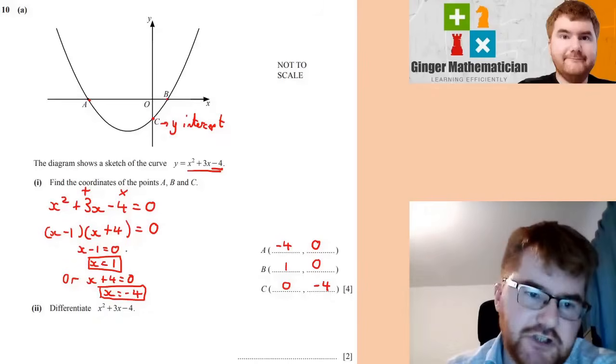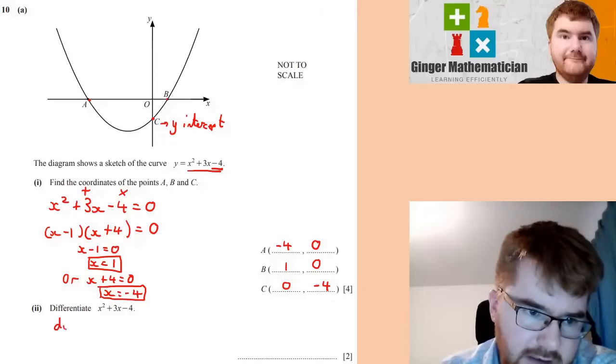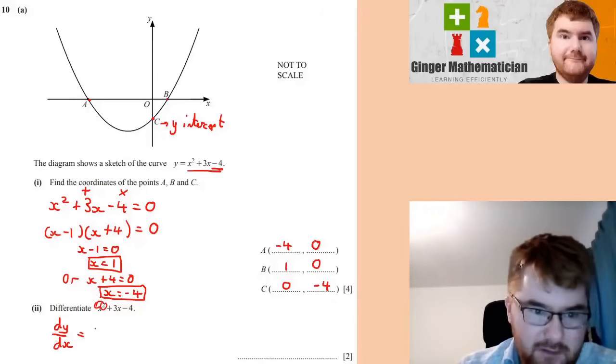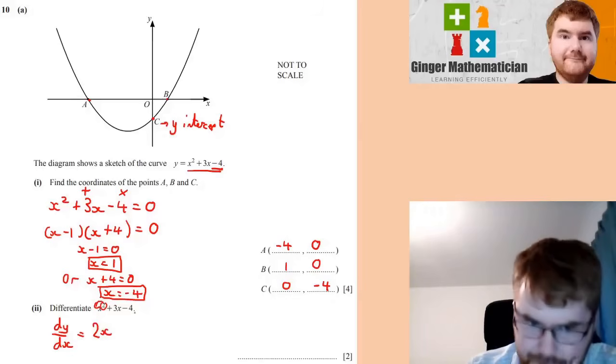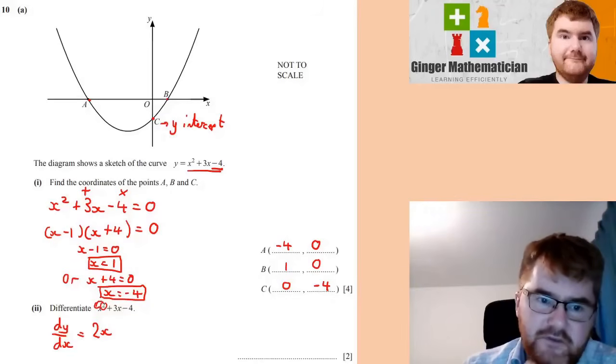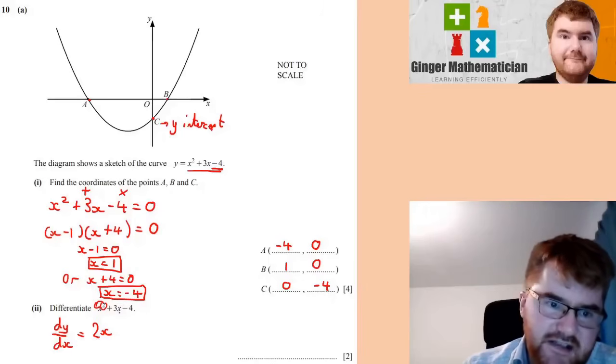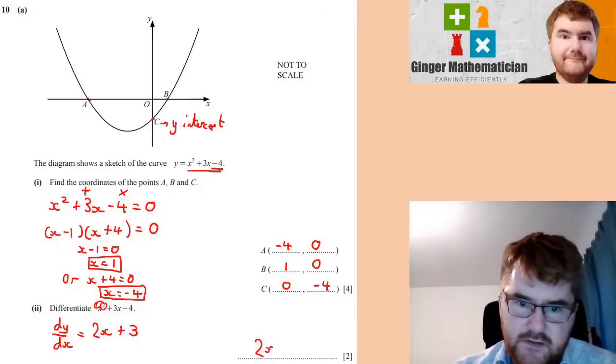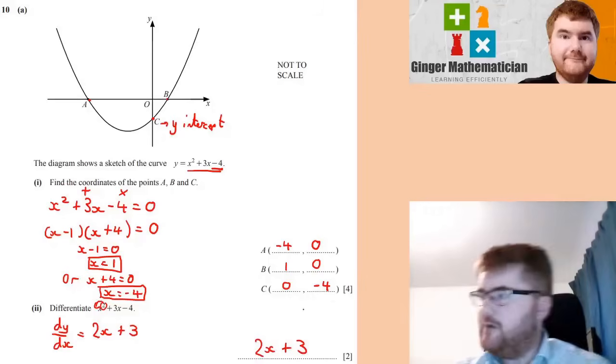Now we need to differentiate our function. So we're going to work out what dy by dx is. Well, remember, take the 2, probably sound like a broken record at this point, bring it to the front, so we get 2x. And then if you differentiate something with just a single x, of course, we just get the number in front. So we get 2x plus 3. So let's make sure we write that in the right place.